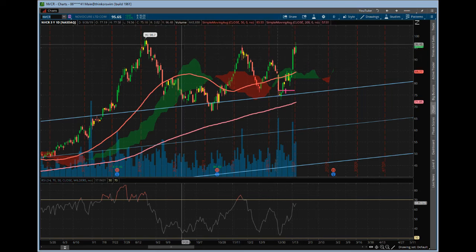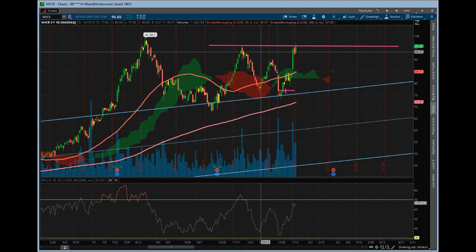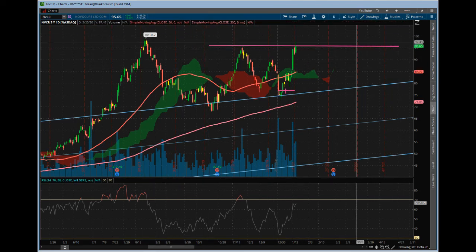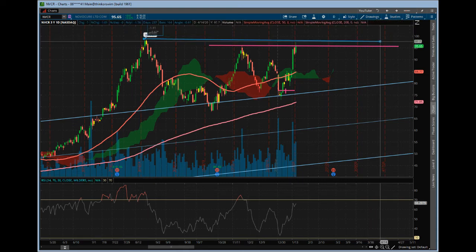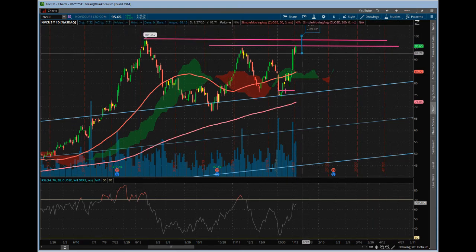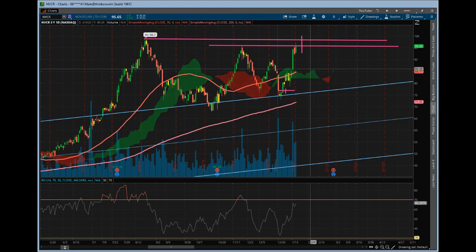Okay, so NVCR, pretty interesting stuff here. Upper shadow at this prior pivot level, so just be careful with that, right? We want to see them close above these levels here. Again, I would just wait until we get a strong candle above those all-time highs and just see if we can get a move up off of there.